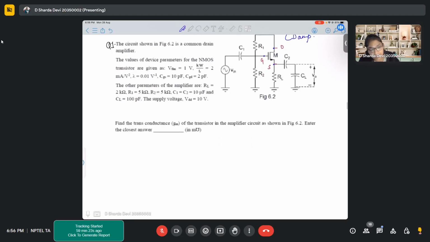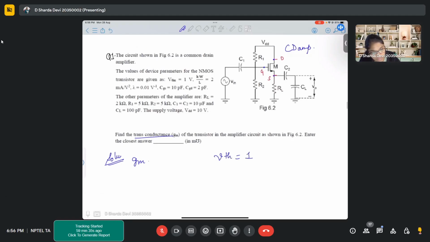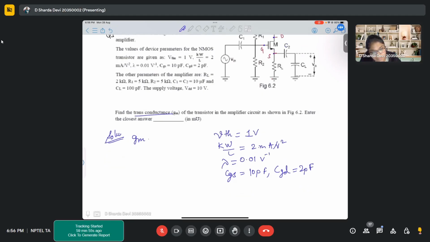Now for this common drain amplifier, let's quickly solve what is asked. Find the GM. So we have to find GM for the given transistor. Here VTH is 1 volt. K_n W by L is 2 milliampere per volt square. Lambda is 0.01 volt inverse. CGS is 10 picofarad. CGD is 2 picofarad. Then RL is 2 kilo ohm. R1 is 5 kilo ohm. R2 is 5 kilo ohm, C1 and C2 are 10 microfarads. CL is 100 picofarad, VDD is 10 volts.